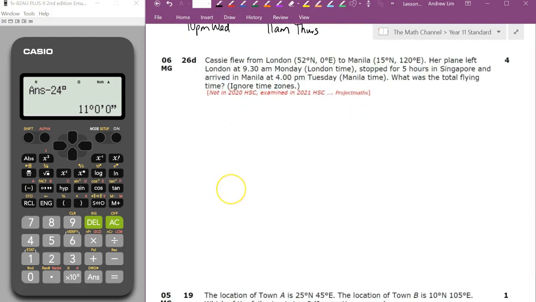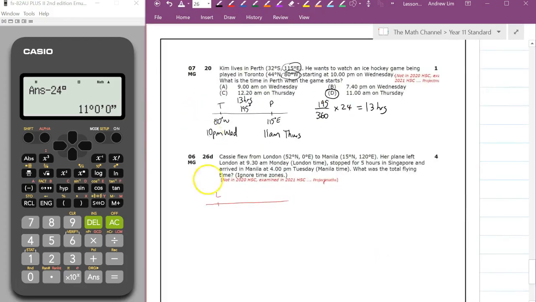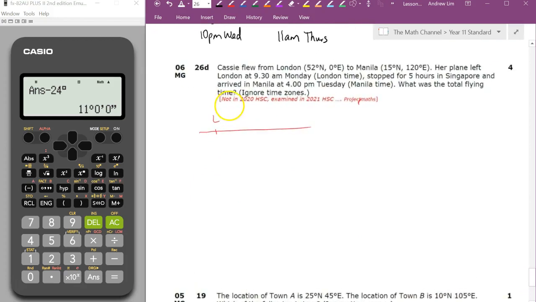Right, 2060. What was the total flying time? So, London and Manila. London, which is 0 degrees east. Manila, which is 120 degrees east. So that's a 120 degree difference. What is that in hours? Divide by 360 and times that by 24. That's going to equal 8. So that's 8 hours.